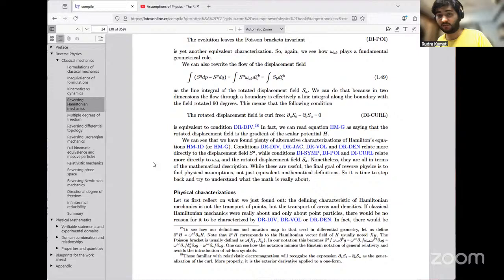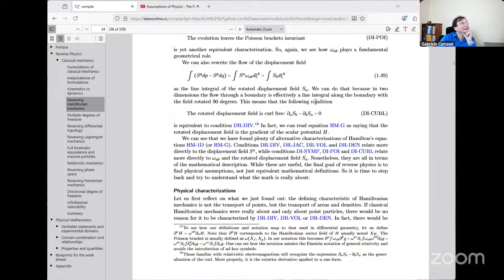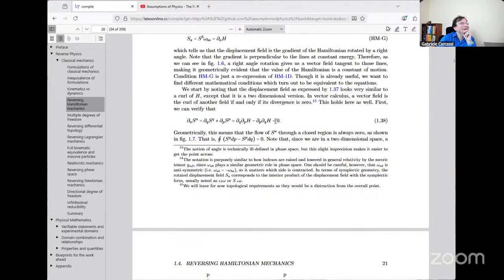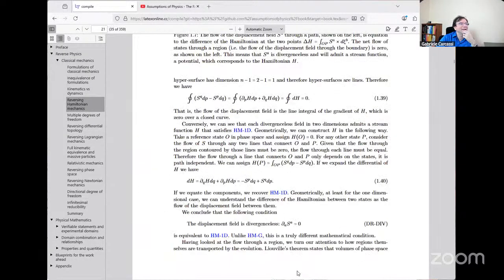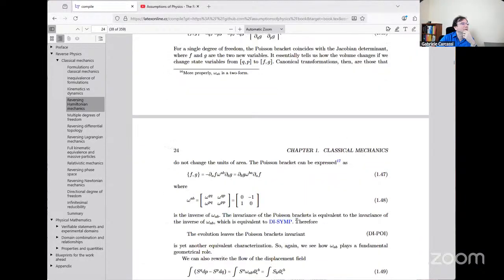In fact, we can read equation HMG as saying that the rotated displacement field is the gradient of the scalar potential H. So if we go back, there you go. We have that the rotated displacement field is just the gradient of H. Or if it's the gradient of H, then it means that the curl of S_A is 0 and vice versa, which is what we have here.